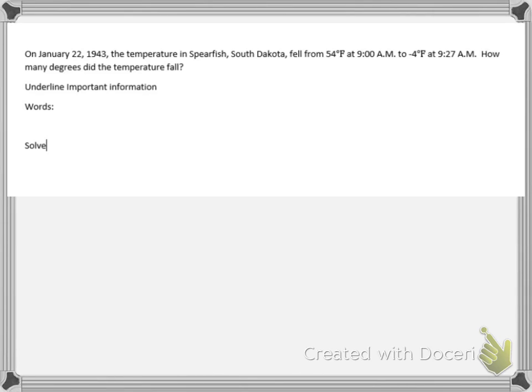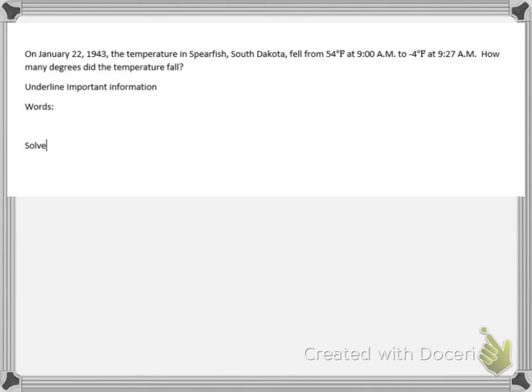All right, so here's our last example. On January 22nd, 1943, the temperature in Spearfish, South Dakota fell from 54 degrees Fahrenheit at 9 a.m. to negative 4 degrees Fahrenheit at 9:27 a.m. So just about 27 minutes later, it went from 54 to negative 4. How many degrees did the temperature fall?